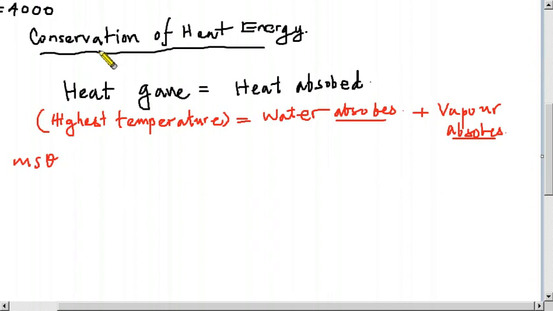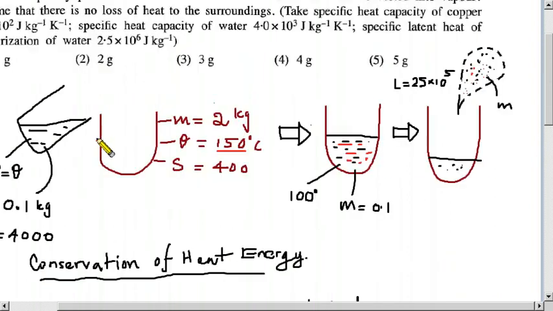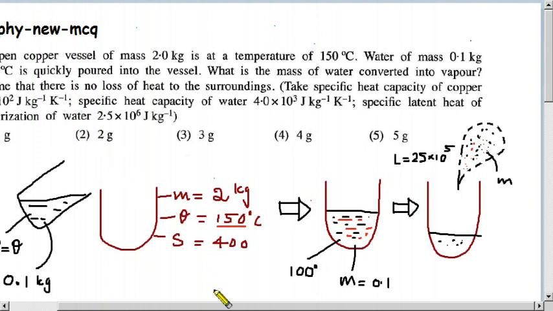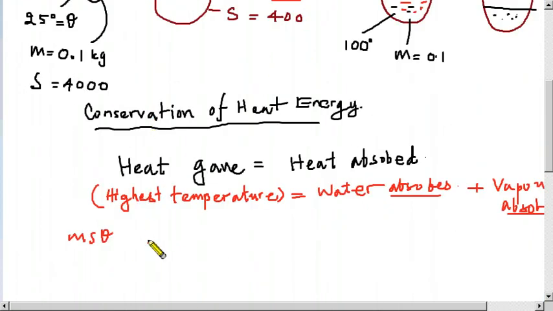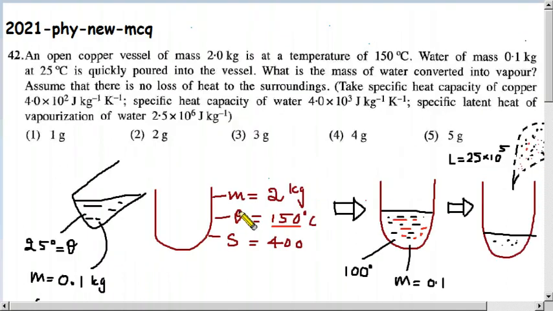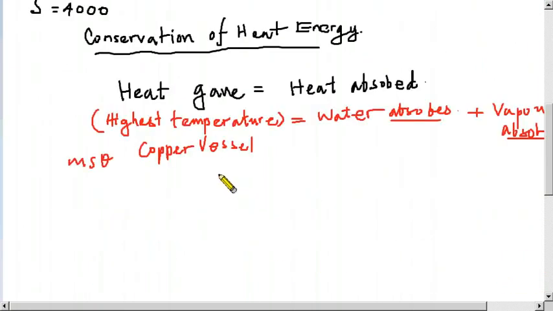Then here we have to write what? The container, copper container. They have said copper vessel. Copper vessel is the one who is giving heat to the system. So now we have written in words. So we have to write equations.